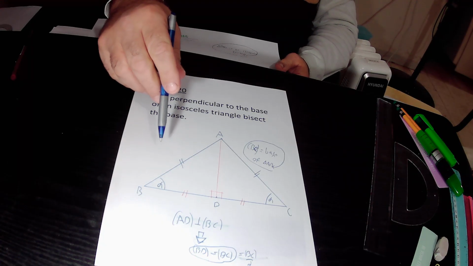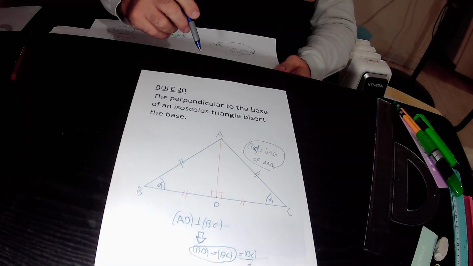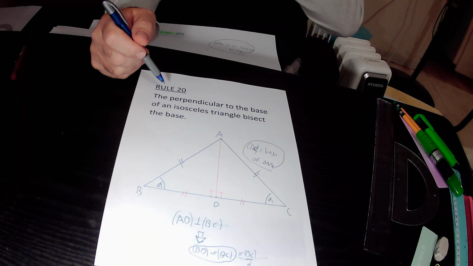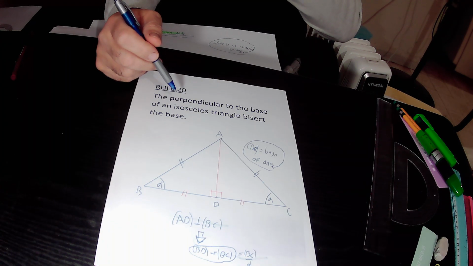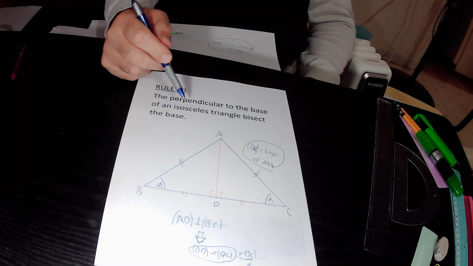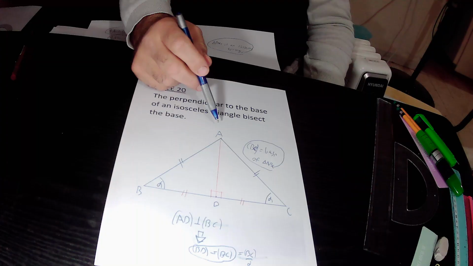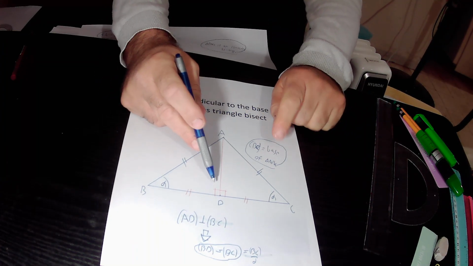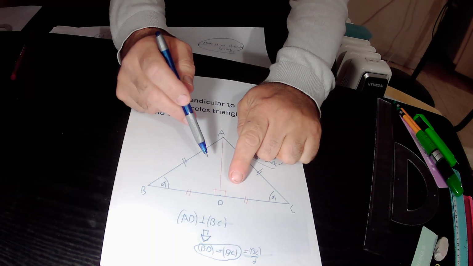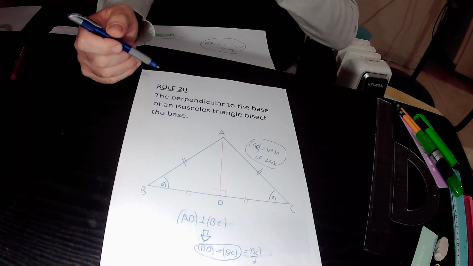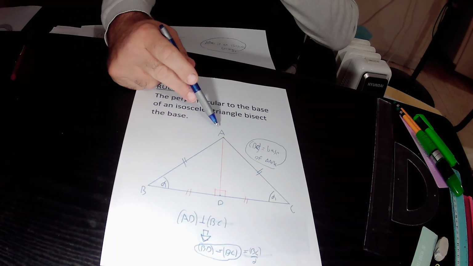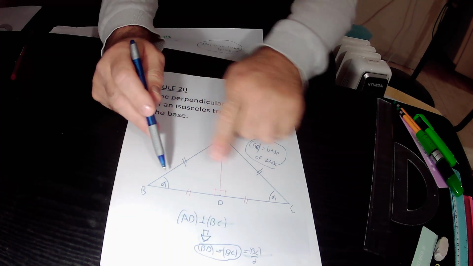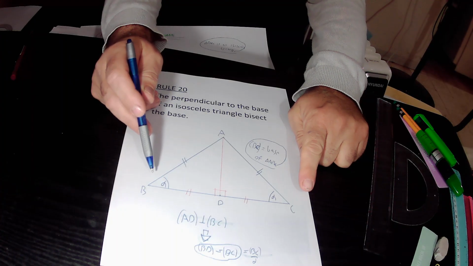In the drawing, we have triangle ABC, which is an isosceles triangle. The base of the triangle is BC, of course. According to rule 20, the perpendicular to the base of an isosceles triangle bisects the base. So from point A, we draw the perpendicular AD on the base BC. This angle equals 90 degrees, and this angle also equals 90 degrees according to our construction. According to rule 20, the perpendicular AD bisects the base BC. That is to say, it divides the base BC into two halves.